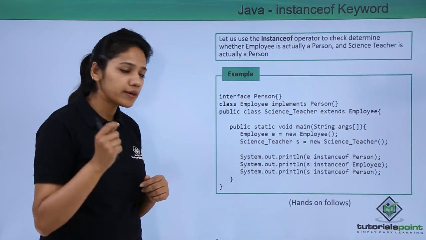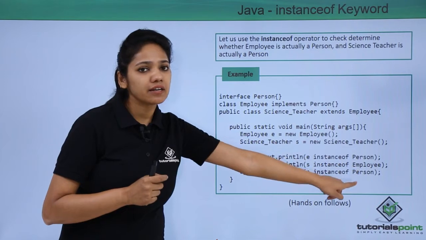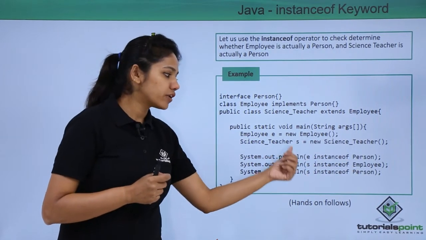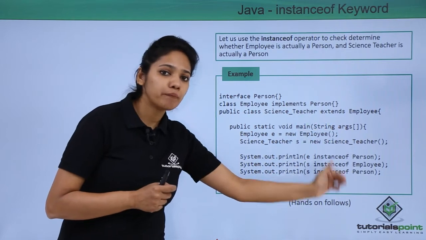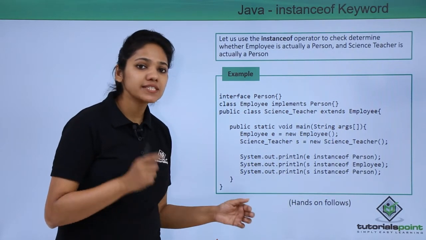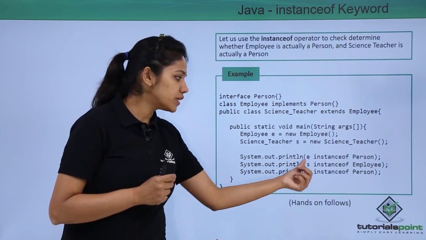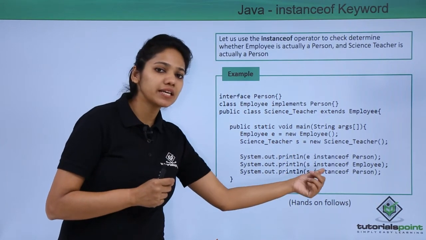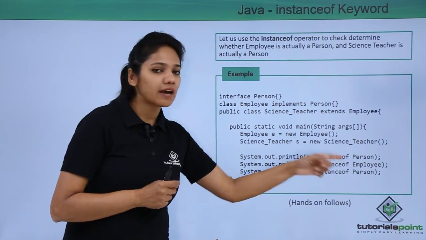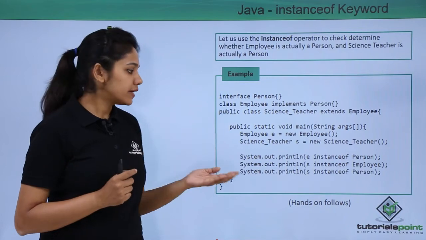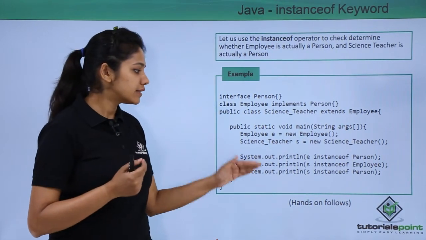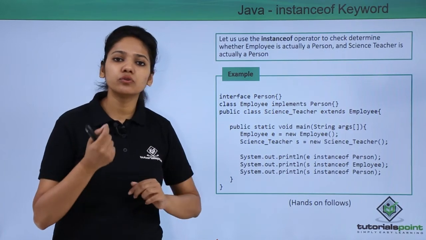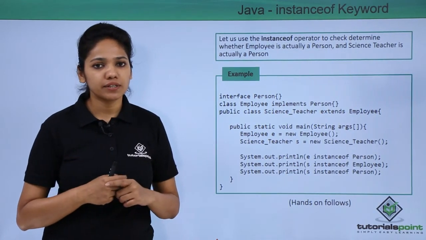Remember one important thing: you cannot write an object here as the right-hand operand. You will not refer an object to an object. You would refer an object to its main class or main interface name. So the object reference you are comparing with instanceof is compared to the class or an interface. So let us execute this program to understand how practically this follows. How do you use the instanceof keyword?